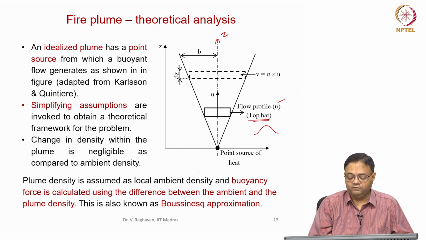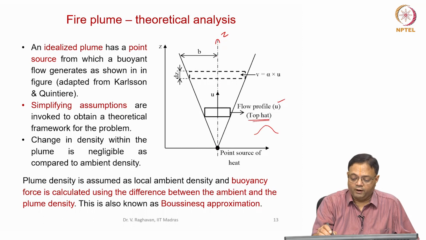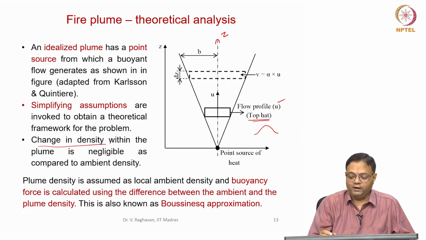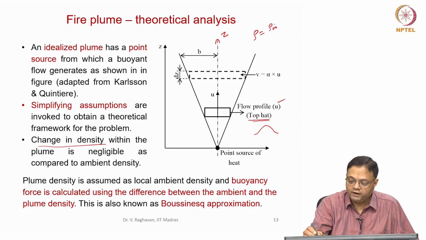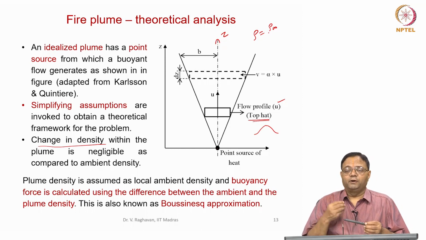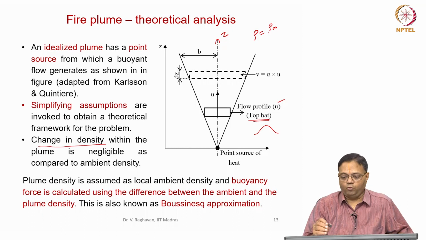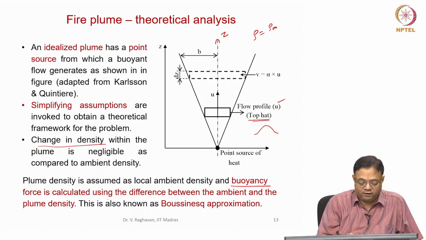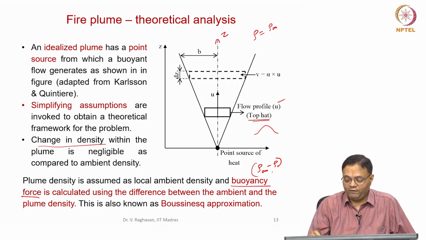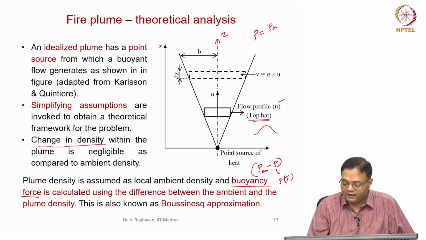The third assumption is that at every point here, the density change within the plume is considered negligible, so that rho is taken as rho infinity when this term appears basically as an independent term. When you say mass flux rho u, we can say rho infinity into u and so on. But when you want to calculate the buoyancy force, then we take the difference of rho infinity minus rho, where this rho is a function of temperature, so this is T at a particular height.